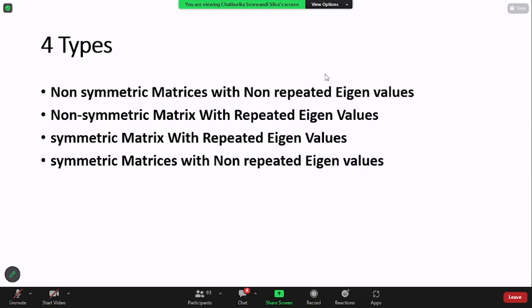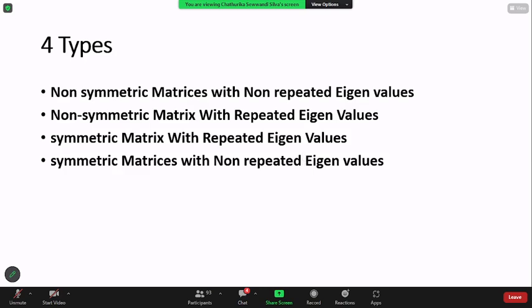Right. So here we are mainly talking about 4 types. How do we come up with the 4 types based on 2 conditions? One is symmetric, and the other is whether the eigenvalues are repeated or not.